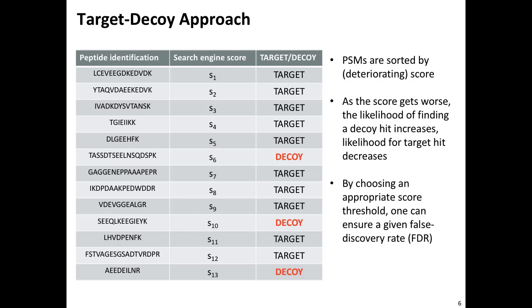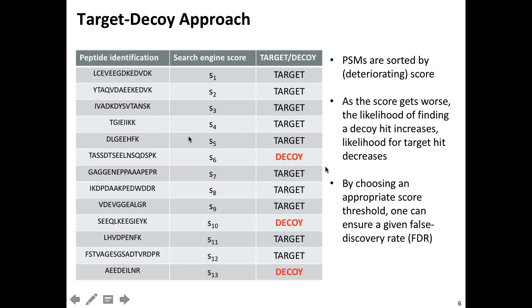You can imagine it like this. So you run a search, and you can actually do these two searches in one. You search against one unified database. And let's just say these here are the peptides that come up, and we rank them by the score. So this here is the best score, and these scores get gradually worse. Some of these hits will come from the target database. Some of these hits, however, will come from the decoy database.